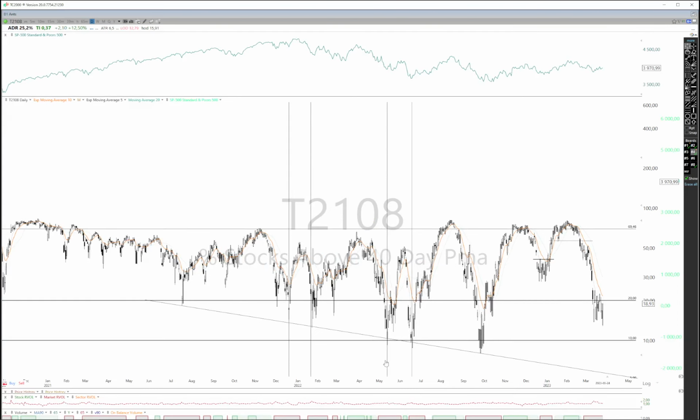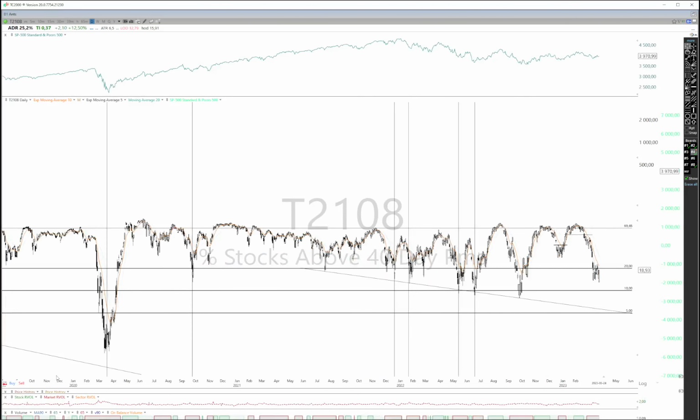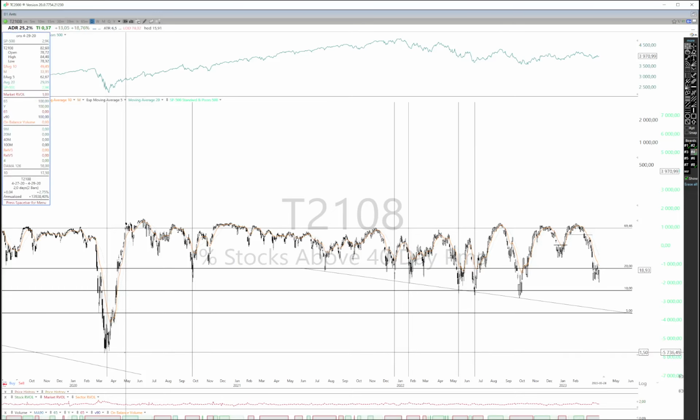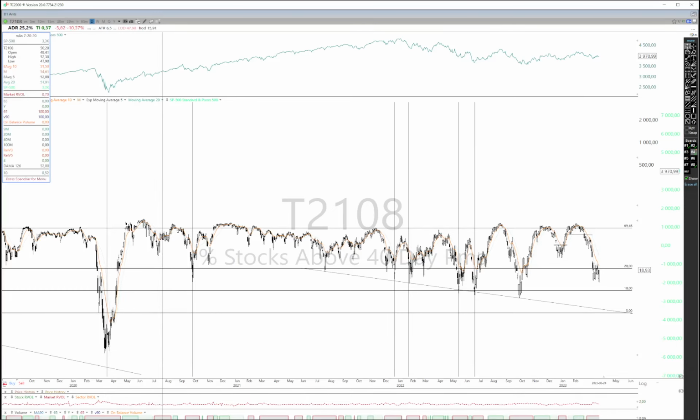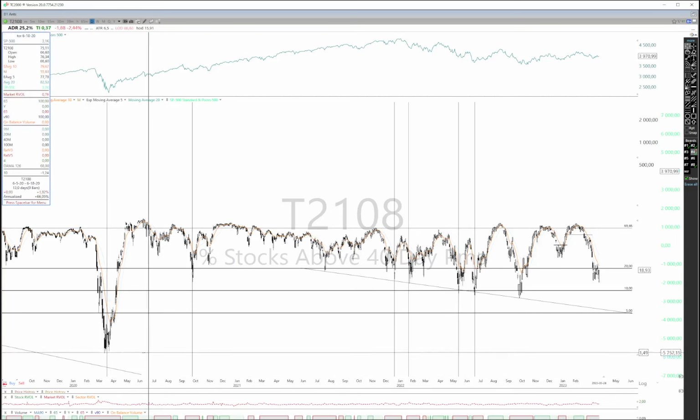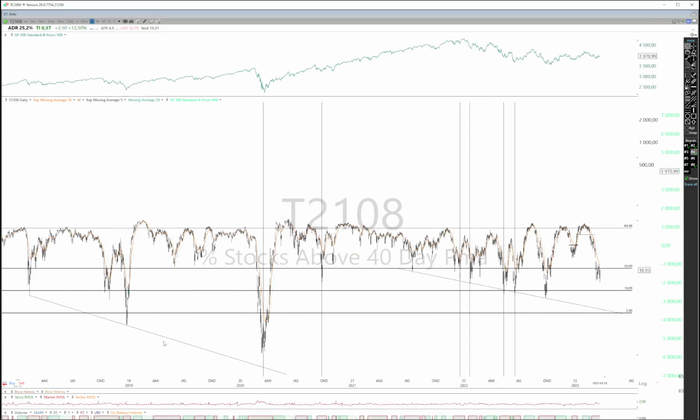Wait, what's wrong? Oh yeah, here it is. So that's around, is this even part of it? Yeah, so that, no, that's not, that's just my line. So it came down to around 146. That's really low. That's the lowest.